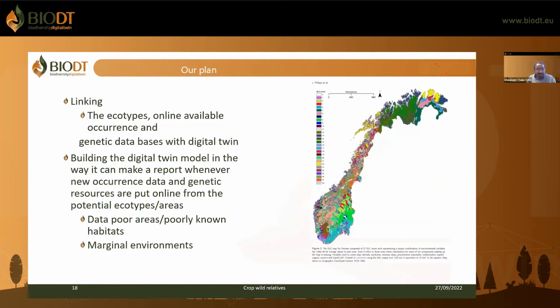And so finally, we can link the ecotypes, the online available occurrence and the genetic databases with a digital twin. We are building the digital twin model in a way that it can make a report whenever new occurrence data and genetic resources are put online from potential ecotypes or areas. Especially, the digital twin can notify us when data are updated from data poor areas or from poorly known habitats, and when the data are coming from marginal environments.